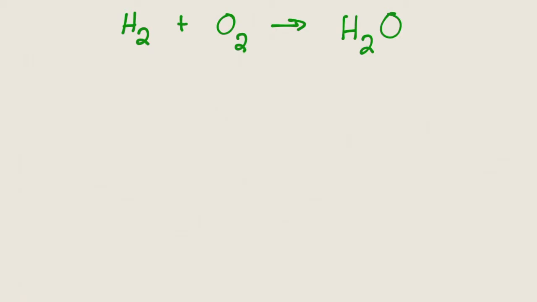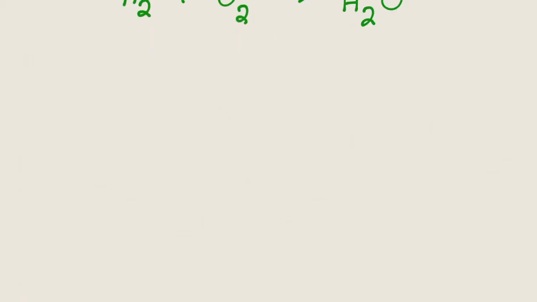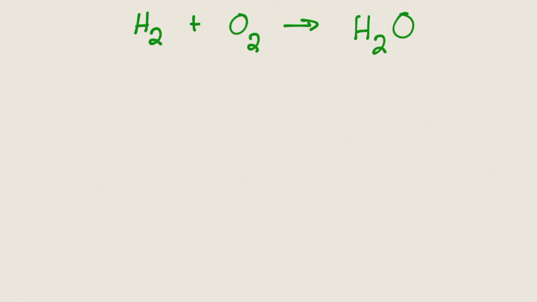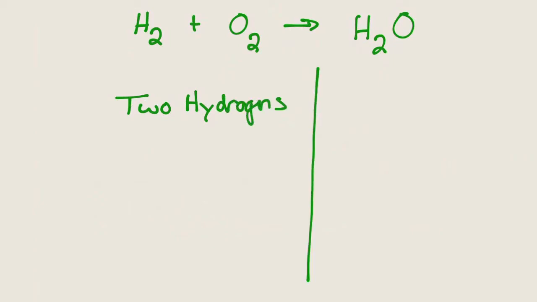So I have two hydrogens. Oh, where did my tools go here? Yeah, they're there. I have two hydrogens on the left-hand side, and I have two oxygens on the left-hand side. Okay? But on the right-hand side, I have two hydrogens, so that's good.